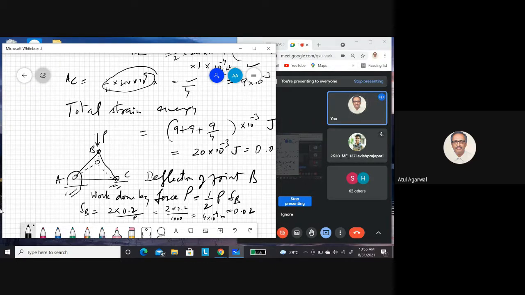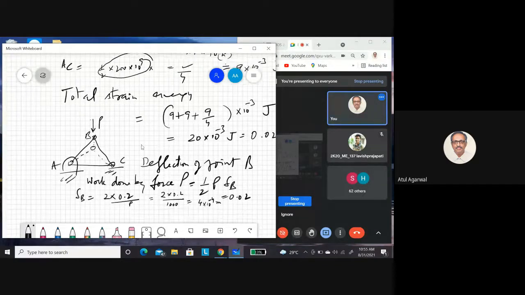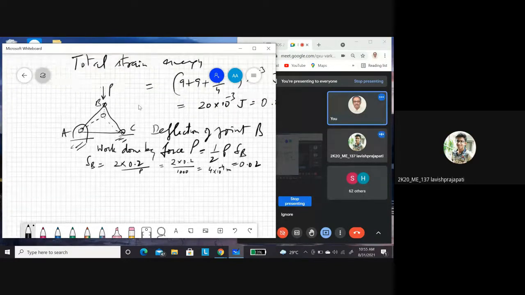Any doubts? Anybody has any doubts? Sir, the force does work and then that is the total strain energy. So whatever is the work done by external force, that gets stored as strain energy. This is law of conservation of energy, you can say. Okay sir. So now you see one more thing.